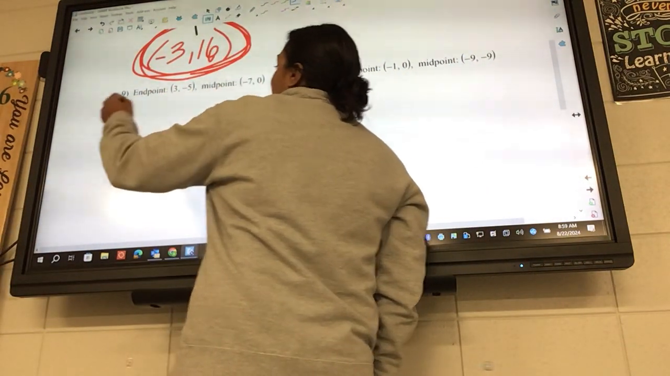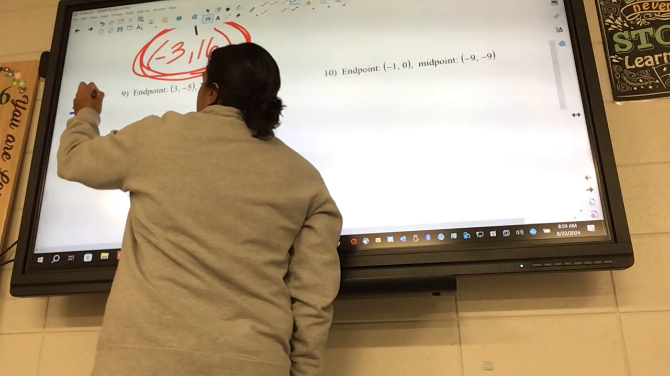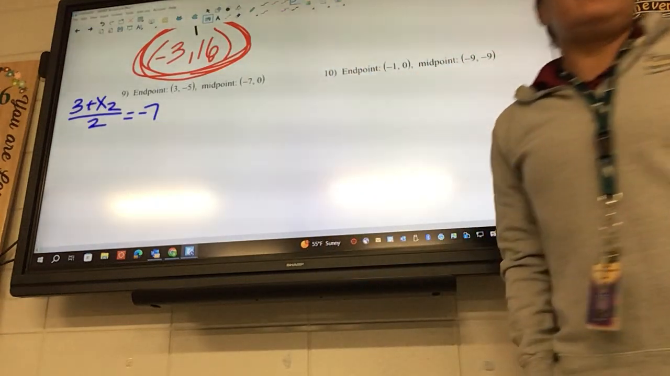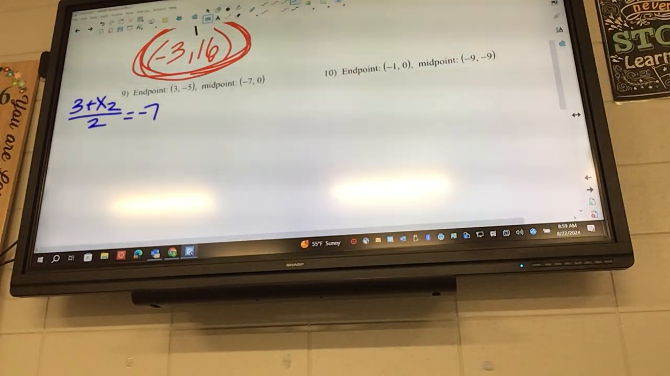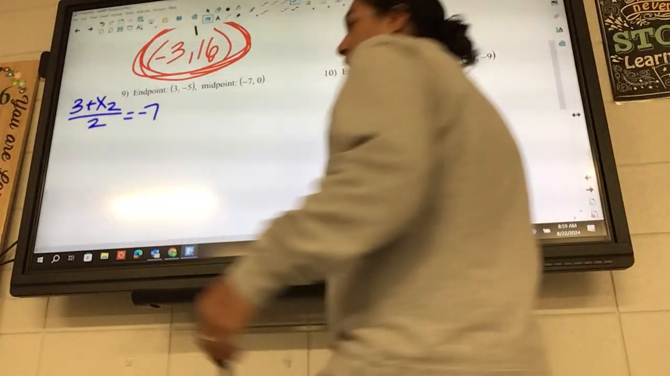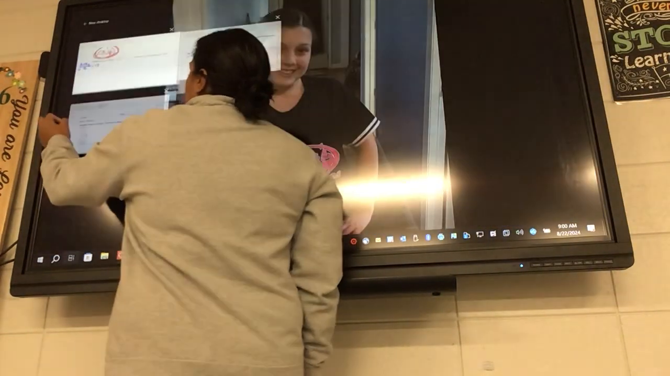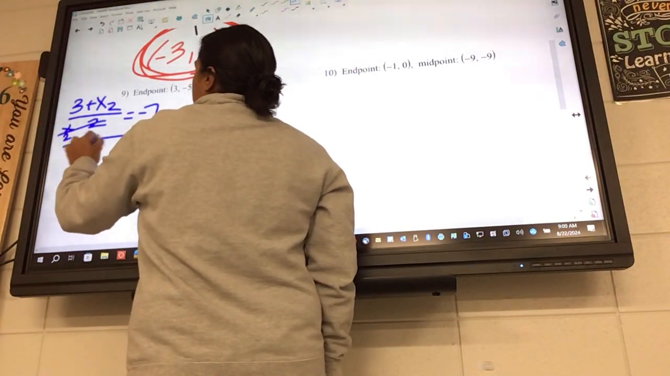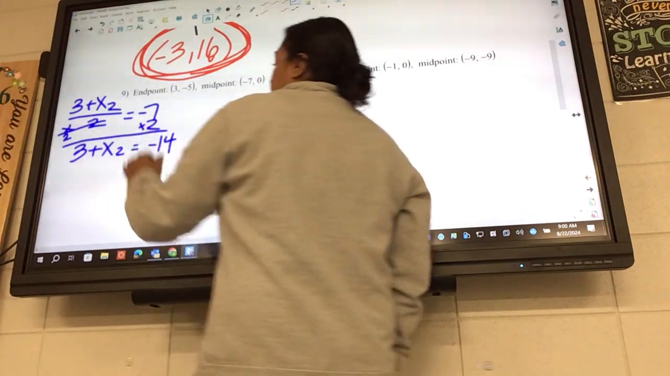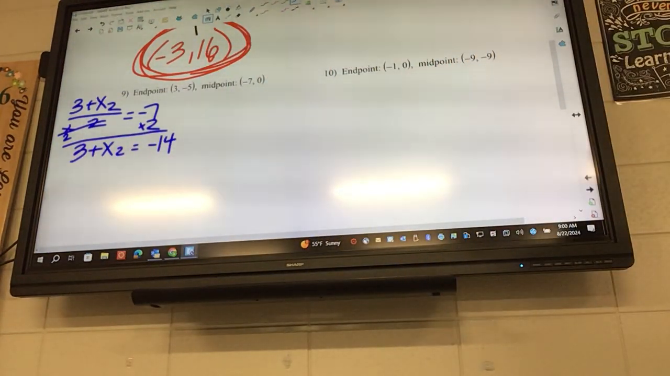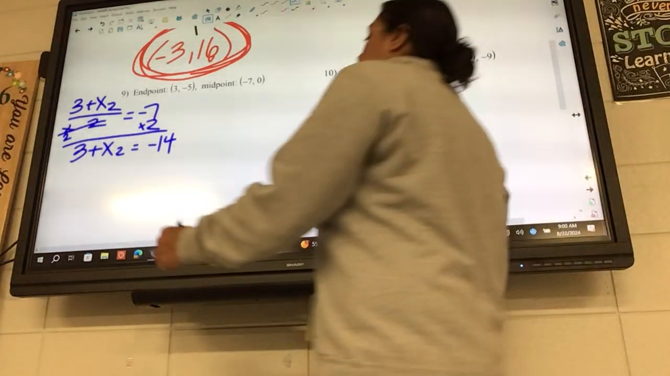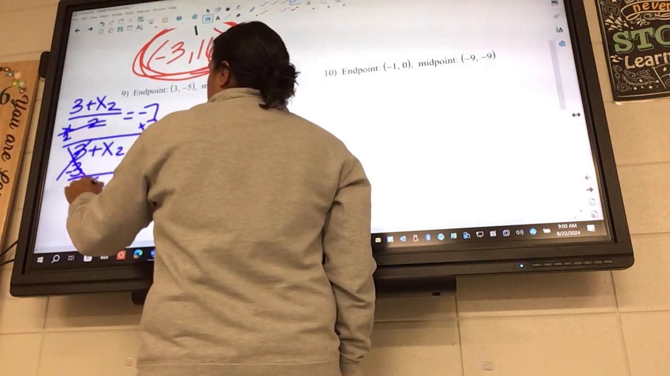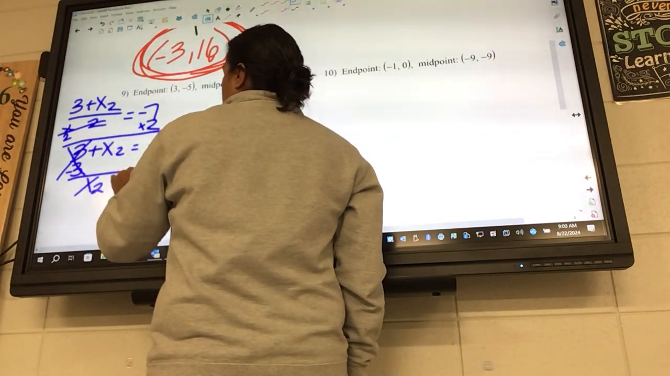Okay, number 9, we got (3 + x2) / 2 = -7. We're going to times it by 2. So I get 3 + x2 = -14. And then we subtract 3 from both sides. And so we get x2 = -17?